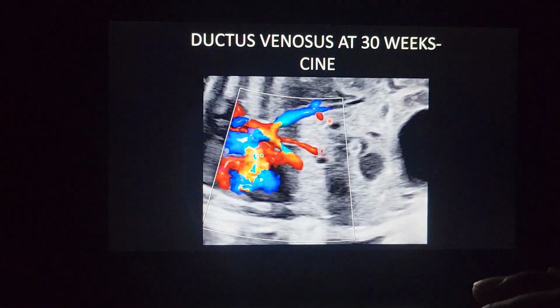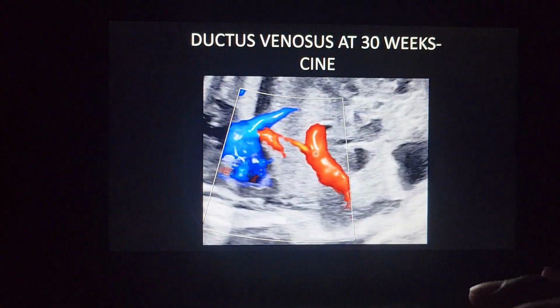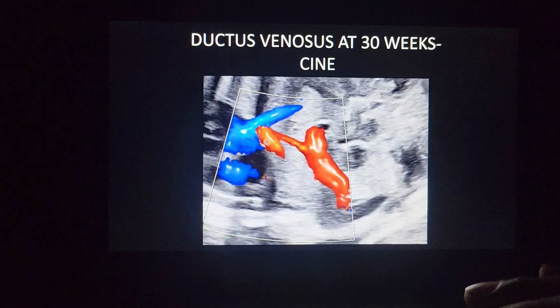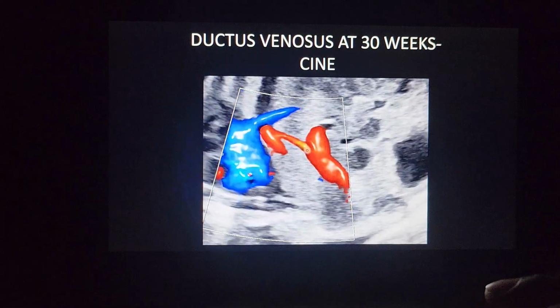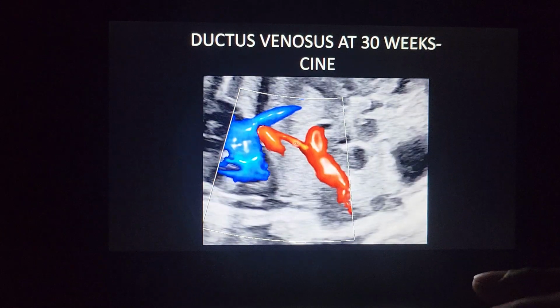This is another view showing the umbilical vein, that's the IVC here in blue, this is the hepatic vein, and this segment, the earliest segment, is the ductus venosus.